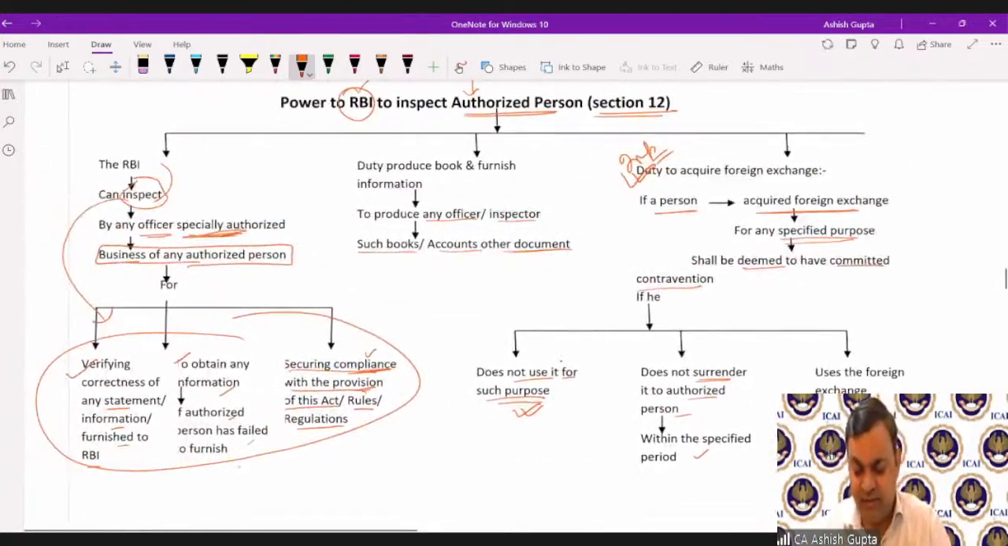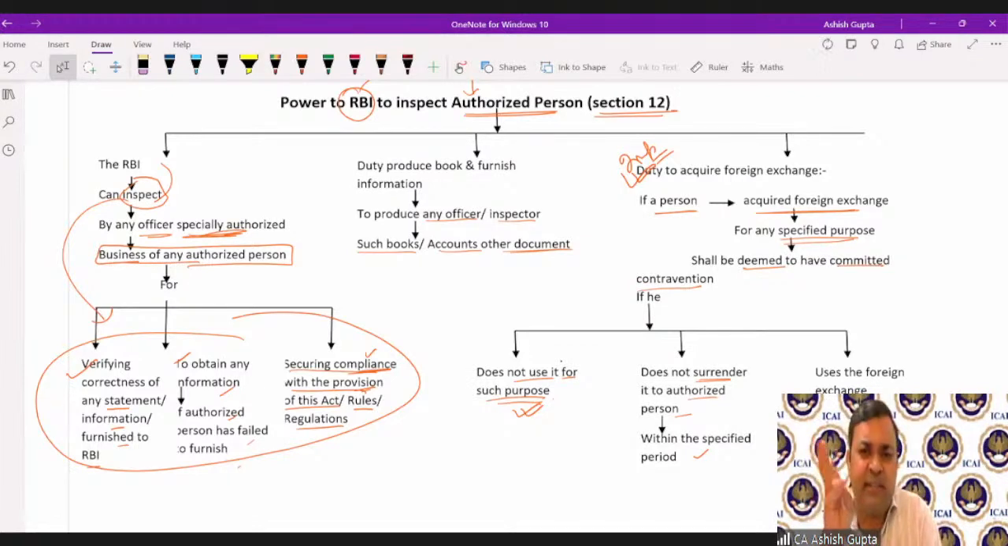So this is section 12, and section 12 prescribes the power of the Reserve Bank of India to inspect the books, records and documents of an authorized person. Is there any problem in section 12? Let me know.